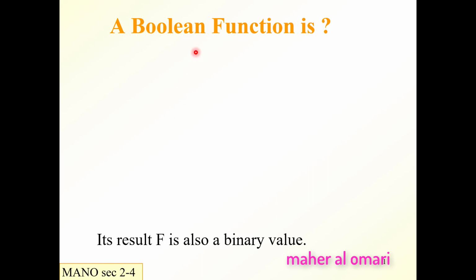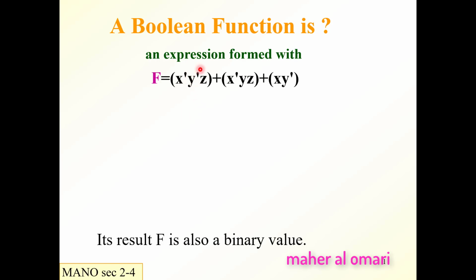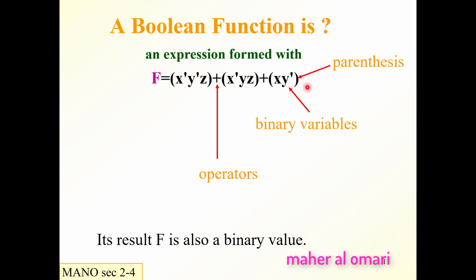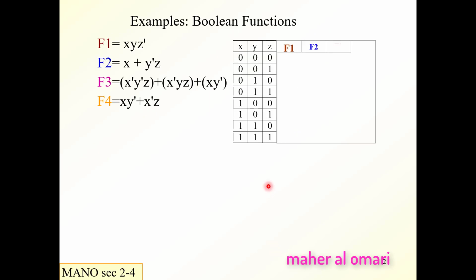Boolean functions. What is a Boolean function? A Boolean function is an expression formed with variables, binary variables, x and y, for example, operators, OR and AND, parentheses, and equality sign. The result of the Boolean function f has a binary value, 1 or 0.